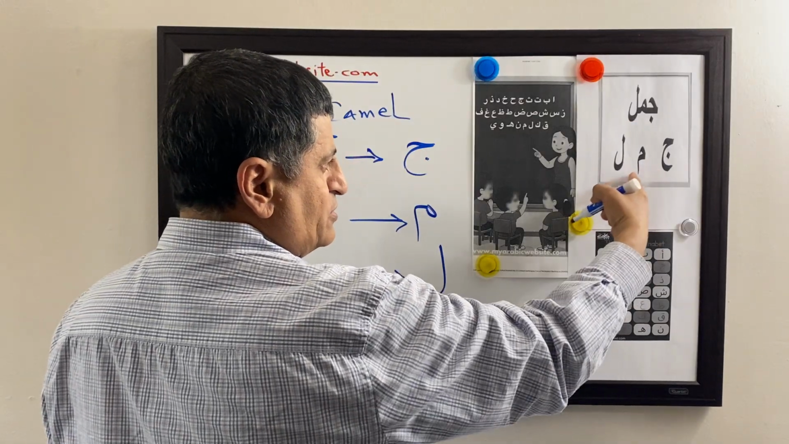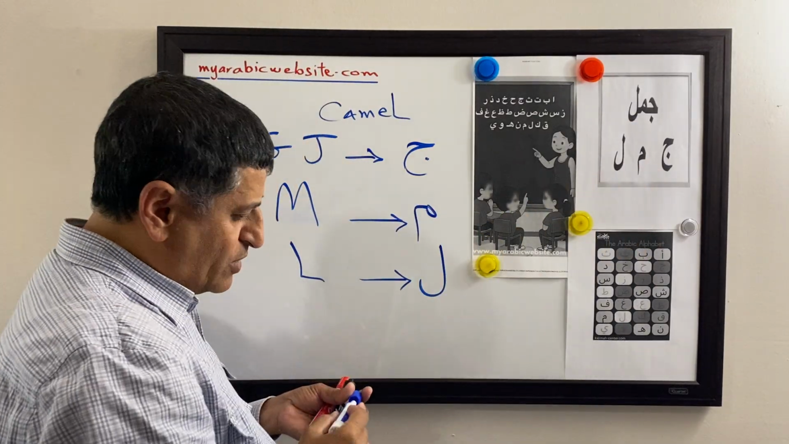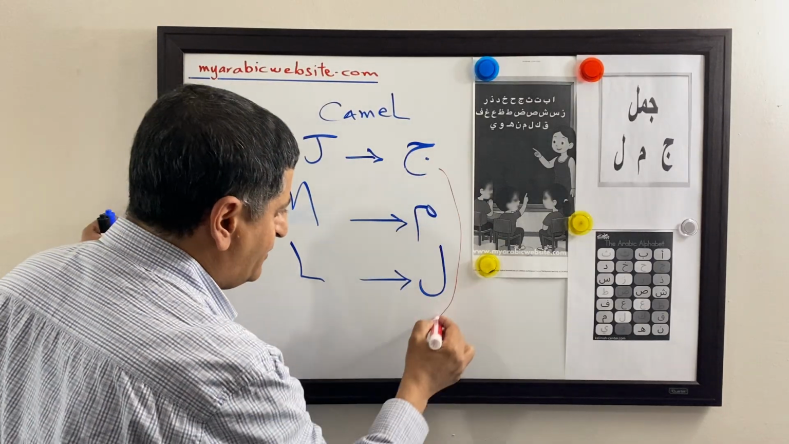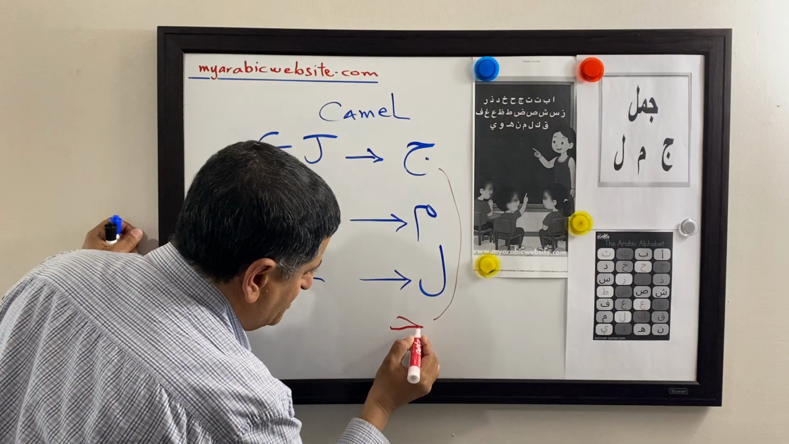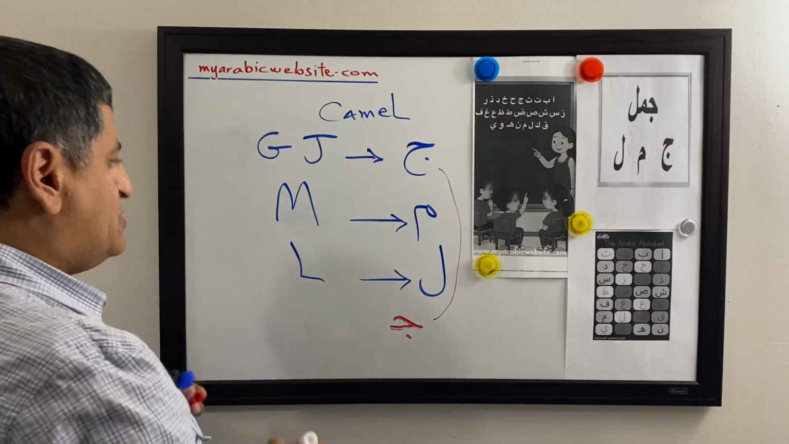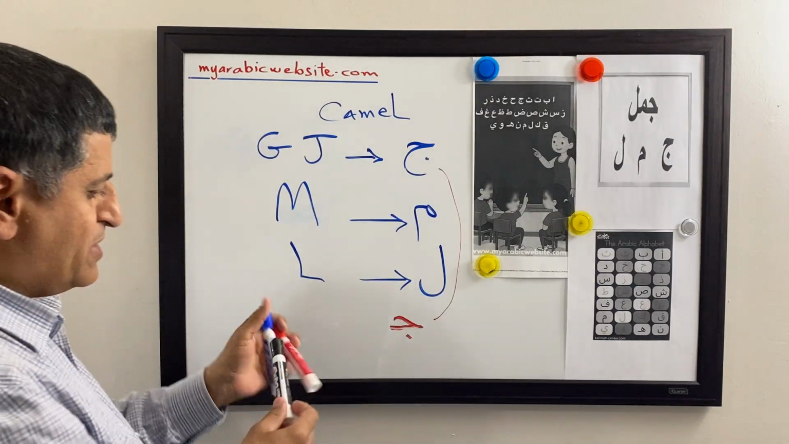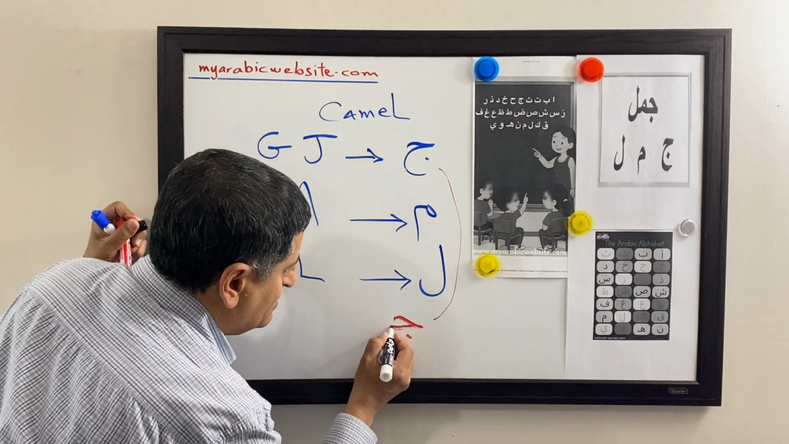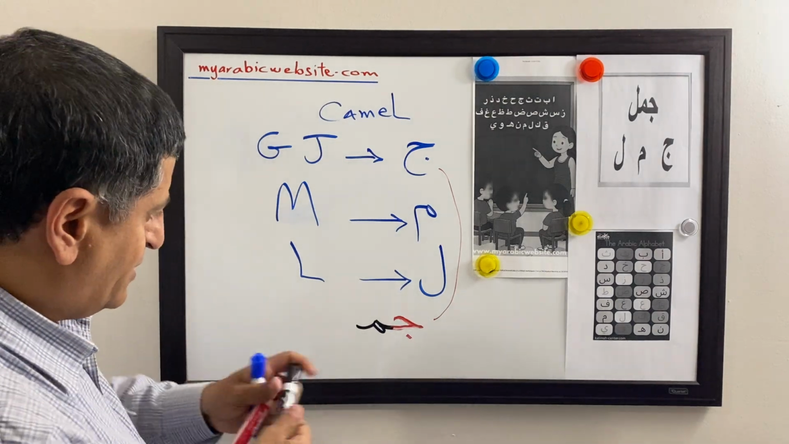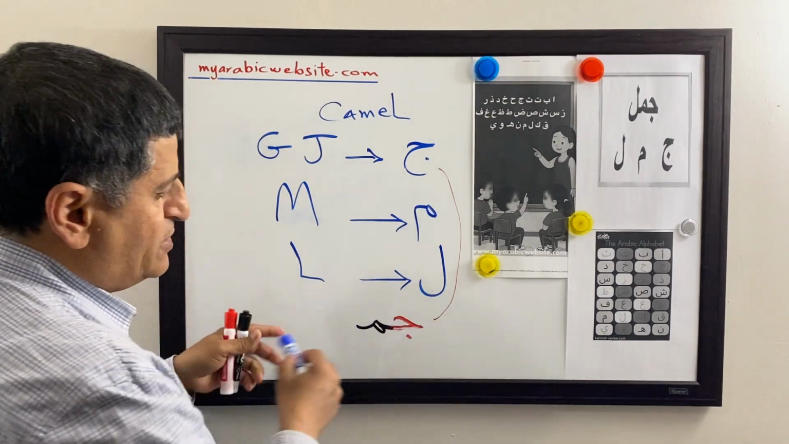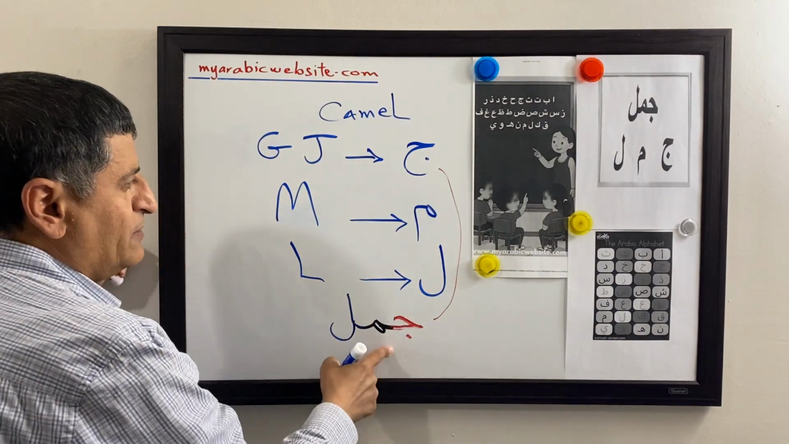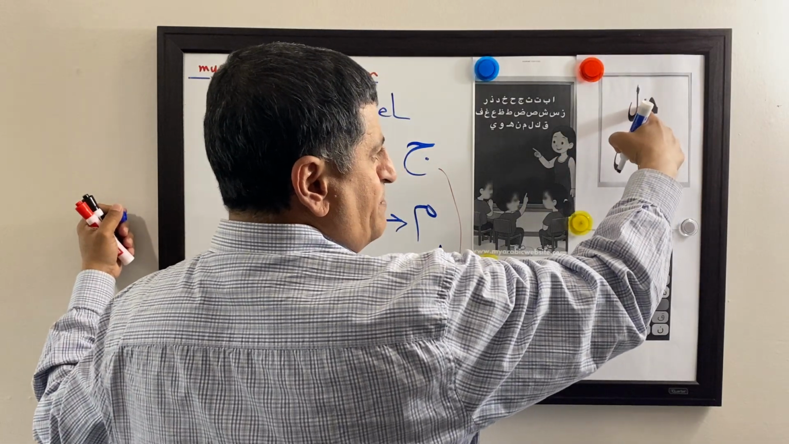How do we make it as one word? 3 letters, 1, 2, 3. Now we will write it down. The first one, Jim, I will do in this way. The Jim in the beginning of the word, Ja, G sound, Jamal. So this is the Jim. Then we do the next Mim. Mim in the middle of the word will be like this. Then I'll use a different color. Lam at the end of the word will be connected like this.